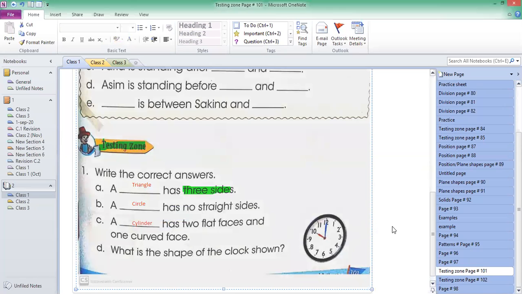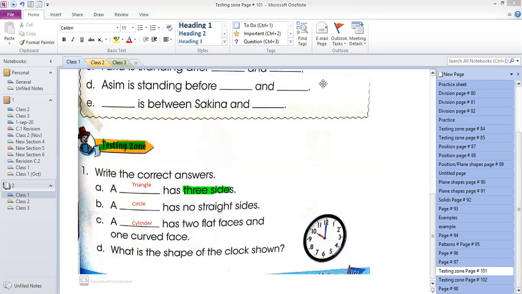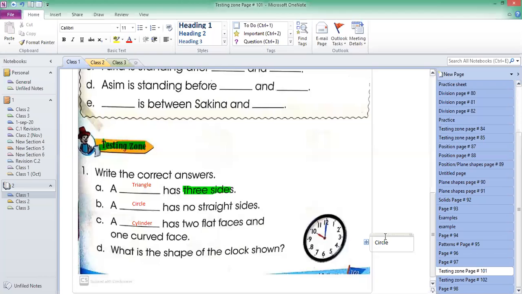What is the shape of the clock? Yes, guys, can you tell me the shape of the clock? Yes, the answer is circle. So you will write here circle. This is the answer.